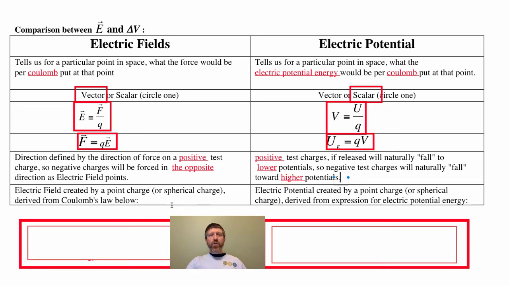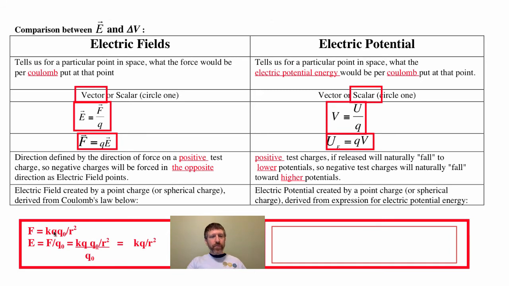The electric field created by a point charge or spherical charge is just derived by Coulomb's law, like this. The force is kQQ₀ over r squared. So the electric field is produced by charge Q, and Q₀ is the test charge. The field is produced by Q, and Q₀ is affected by the field. So it's the force on Q₀ divided by Q₀. That's kQQ₀ over r squared divided by Q₀. kQ over r squared is the electric field caused by charge Q.